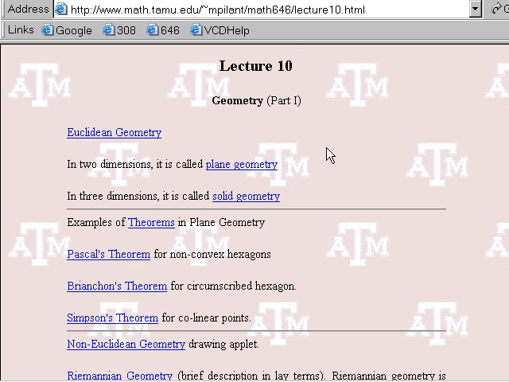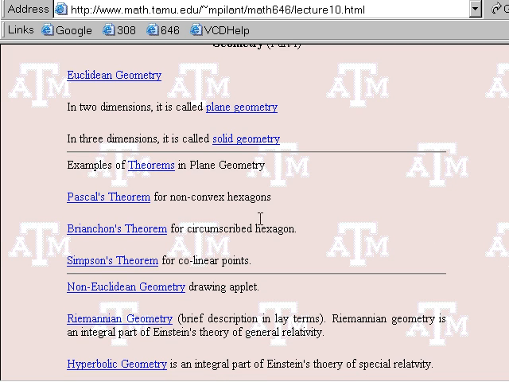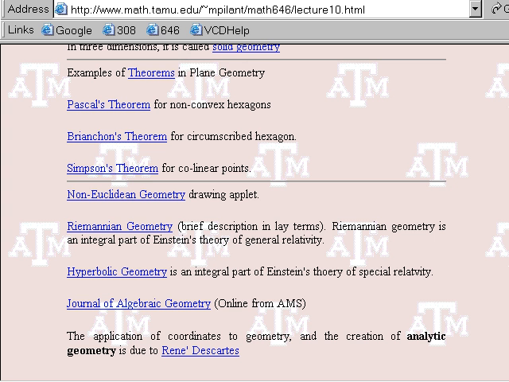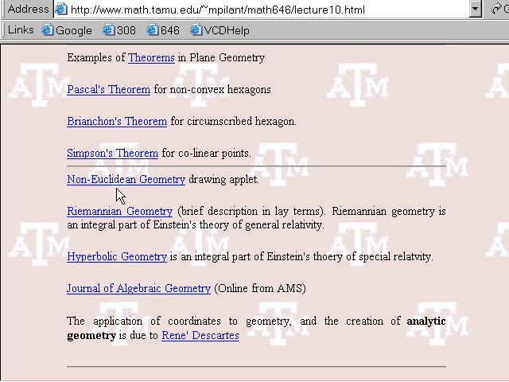And what I'd like to do is start off with the classical versions of geometry and then describe a little bit about the various differences in the types of geometry, how they differ. There's some nice little interactive applets in here that I'll show you how to work. There's a hyperbolic geometry, non-Euclidean geometry drawing applet, which is kind of cute. You can get sort of curvilinear triangles using this.